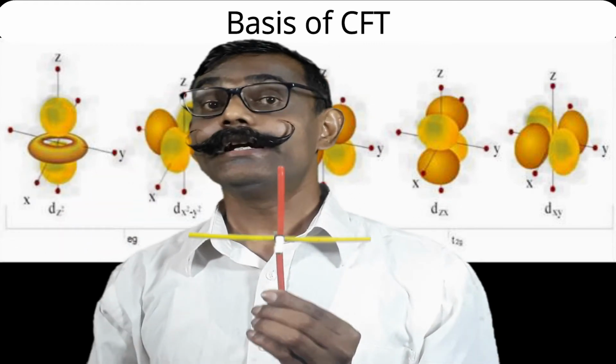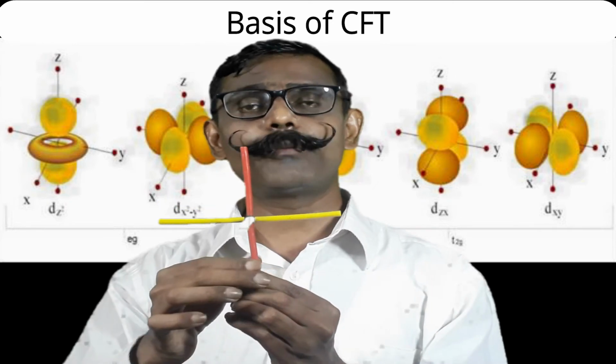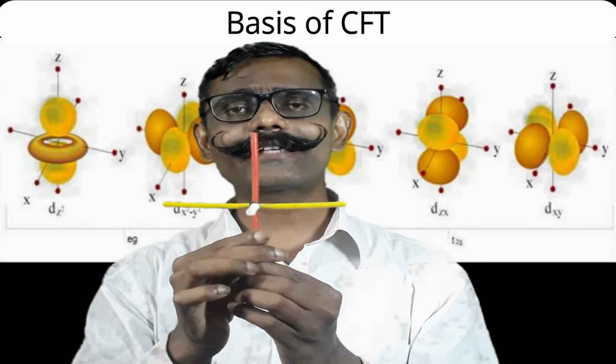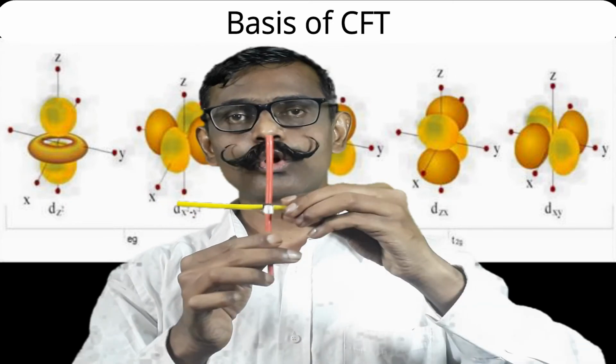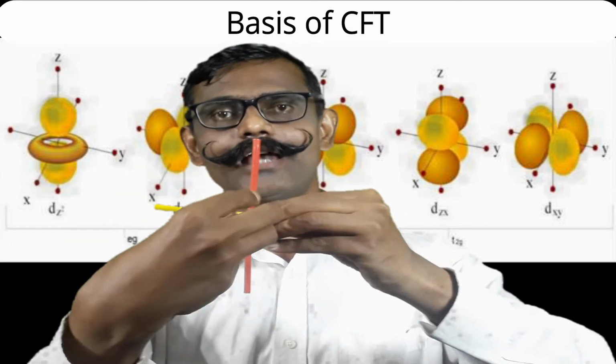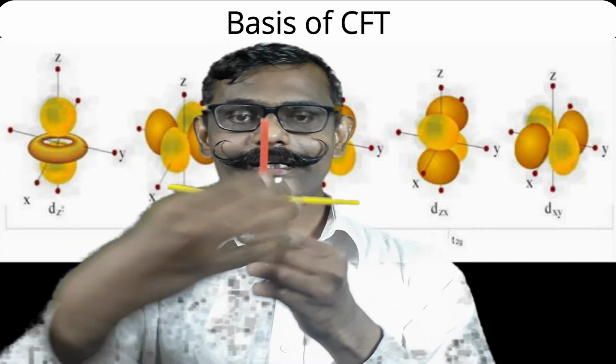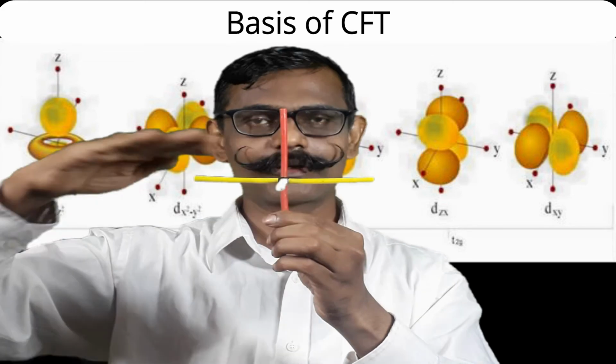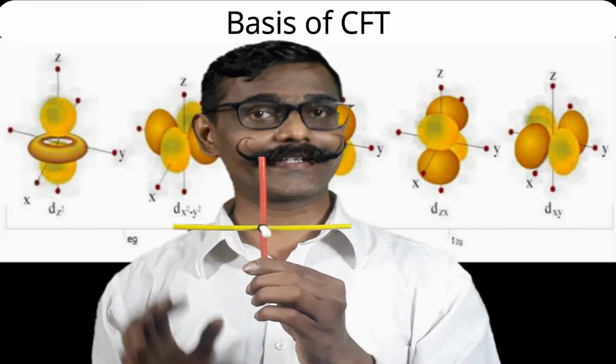Second orbital is dx square minus y square orbital. It is perfectly along x and y axis. So lobes will be along x axis and along y axis. So it is in this xy plane and along x and y axis.